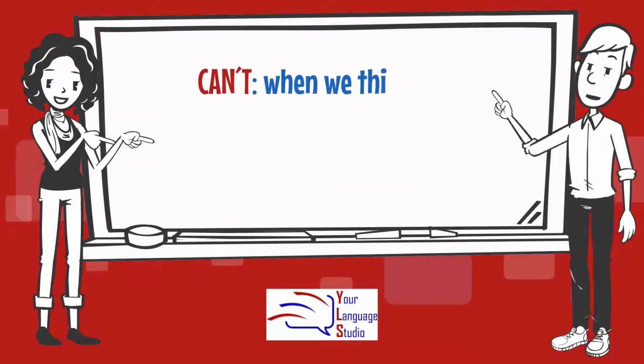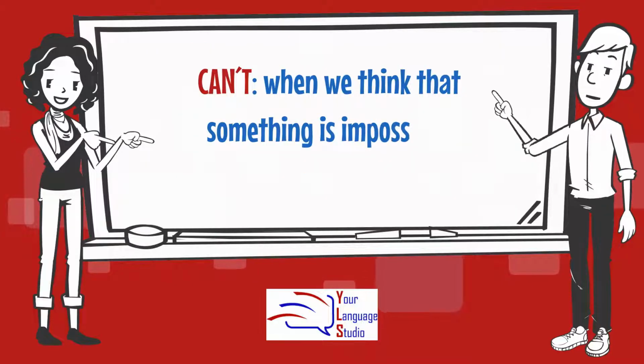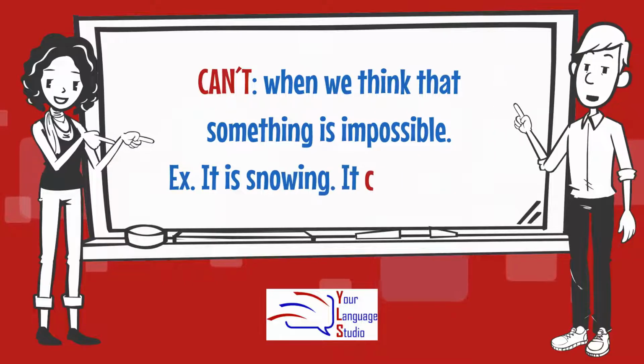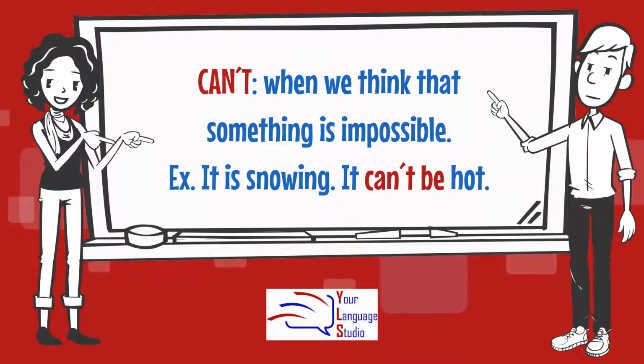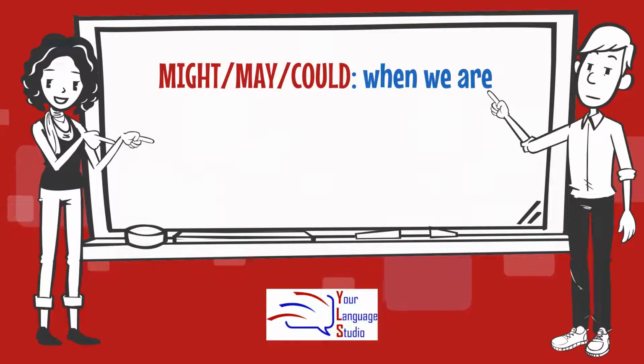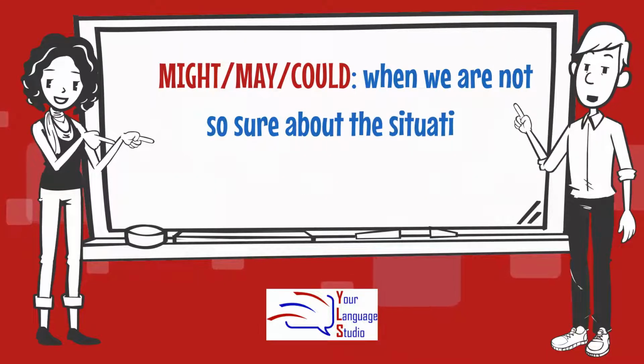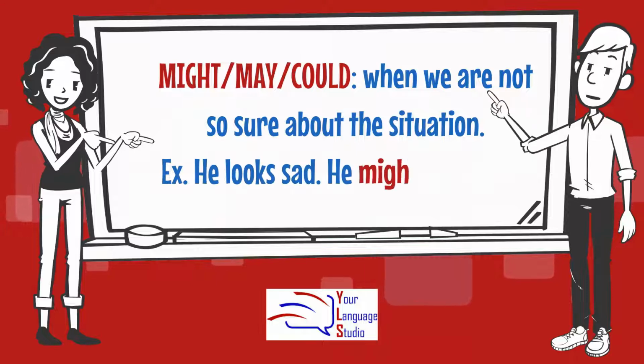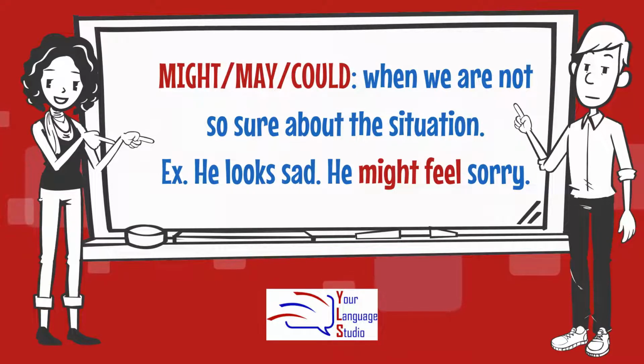Can't. We use can't when we think that something is impossible. It is snowing. It can't be hot. Might, may, could. We use them when we are not so sure about the situation. He looks sad. He might feel sorry.